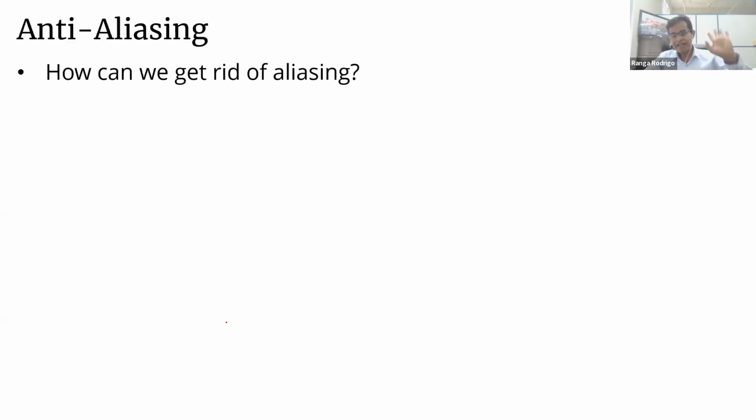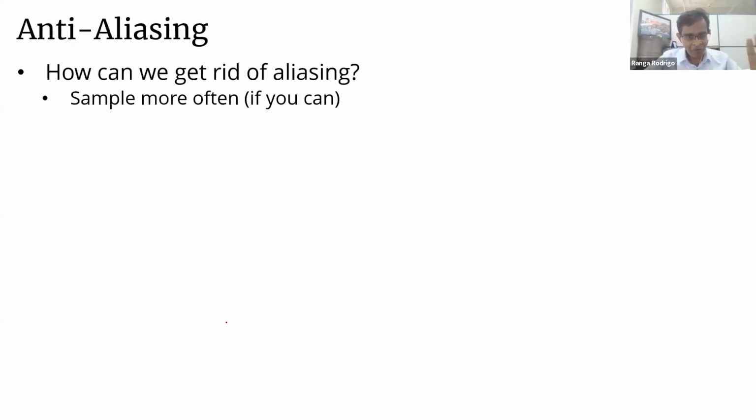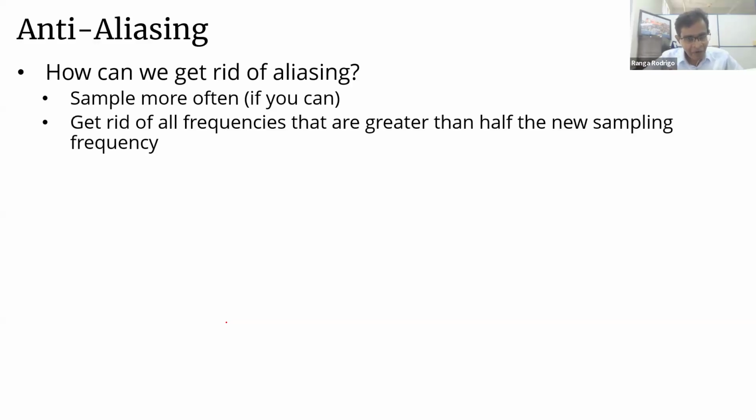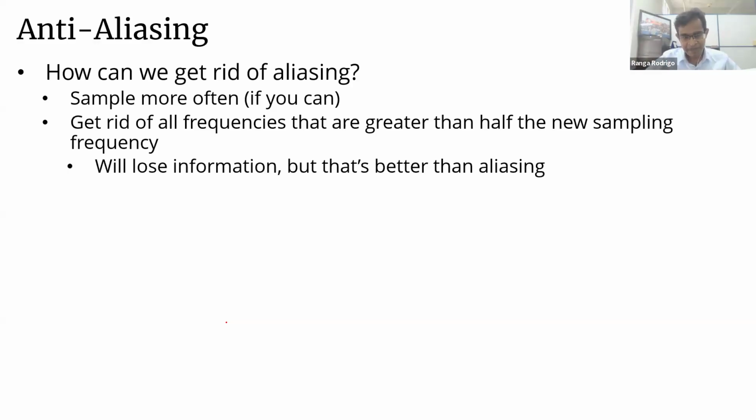So how do we get rid of aliasing? Sample more often if you can. That means you have more samples. That means in your image you have more pixels. Your image will be very high resolution. Sometimes it's bad. Otherwise, get rid of all frequencies that are greater than half the new sampling frequency. That is also possible. You get rid of these high frequencies. We lose information, but it's better than aliasing.